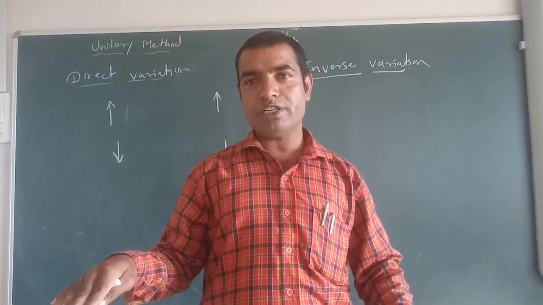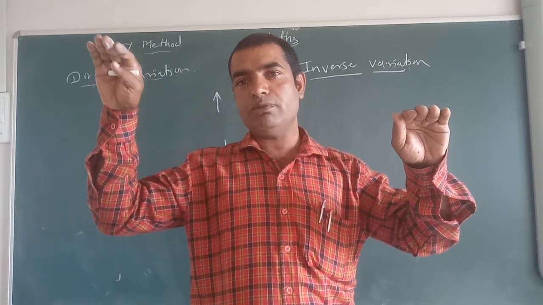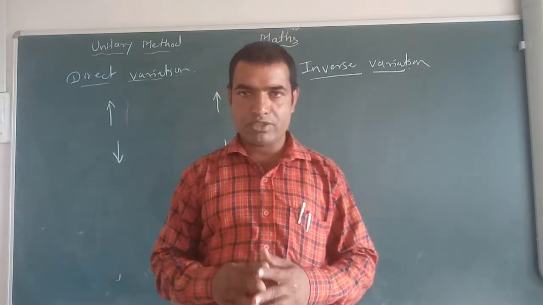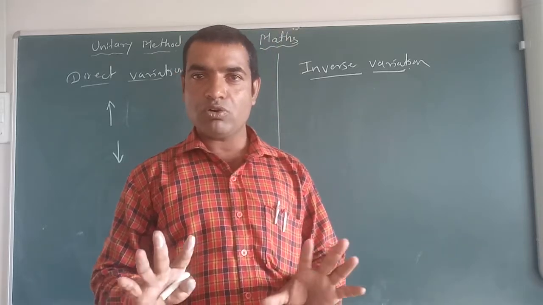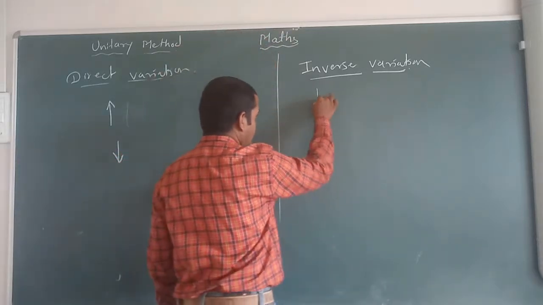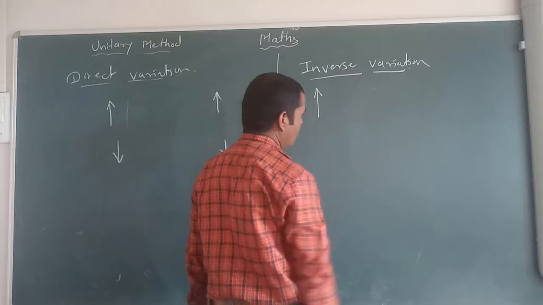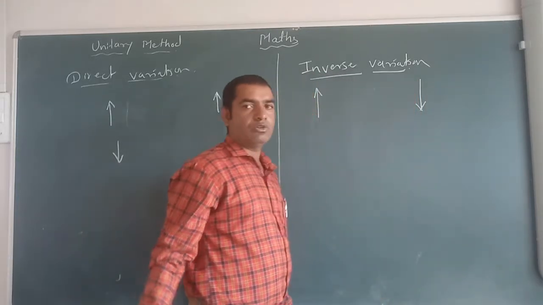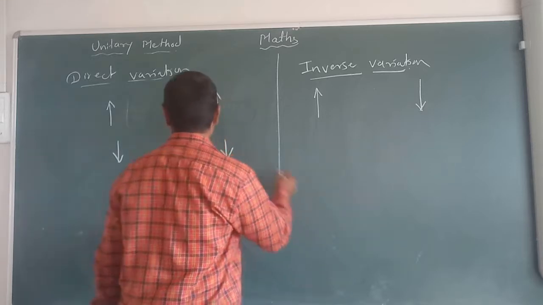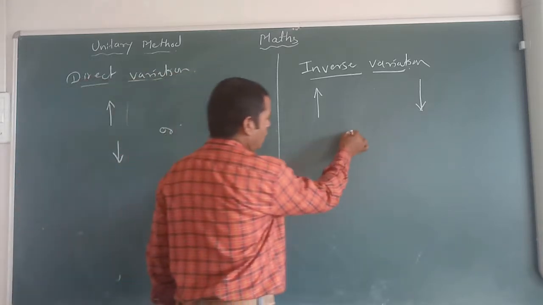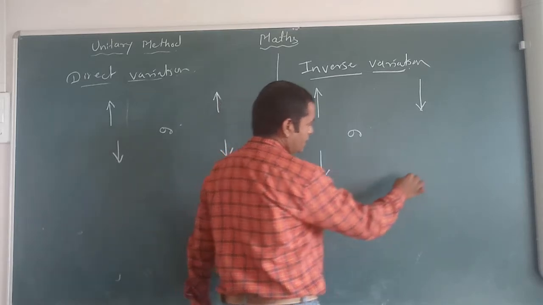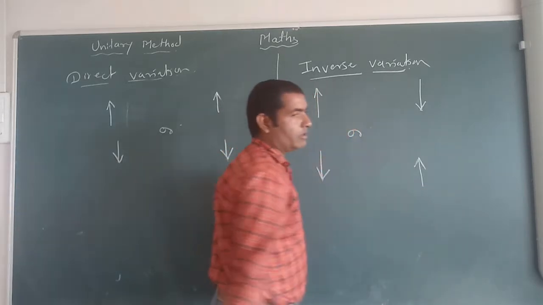If chocolates are increased, then children will be decreased. So this type of variation is known as inverse variation. Got it now? You have understood that increasing one value causes a decrease in the other value, or decreasing one value causes an increase in the other value.